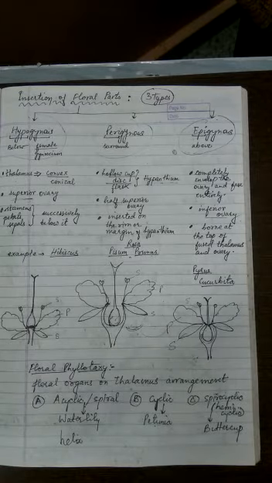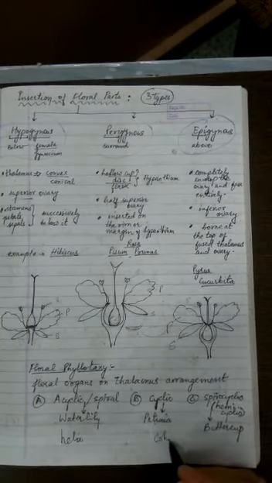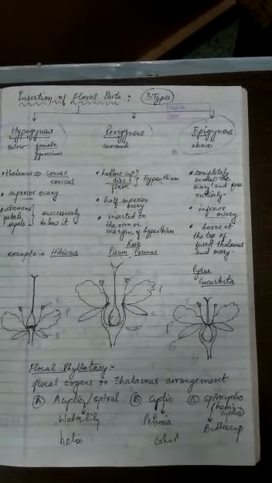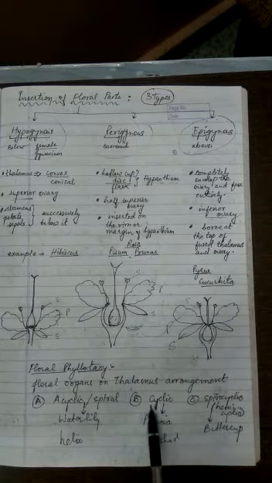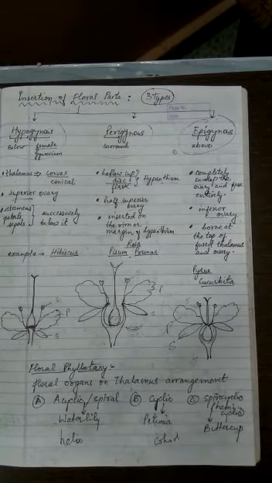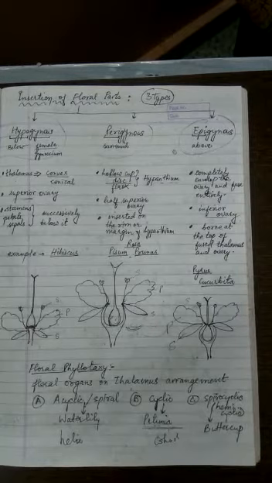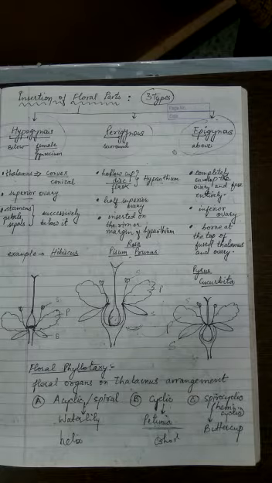Now what happens in the case of cyclic manner? When the floral organs are arranged at the nodes in the cyclic manner, cyclic here stands for whorls. So there will be a whorl, like one node will have one circle, the next node will have the next circle. It will not be like a spiral, it will be like circles. That's why it is called cyclic. Maximum plants will come into this category. An example is petunia. Petunia belongs to Solanaceae family. Water lily belongs to Nymphaeaceae family.